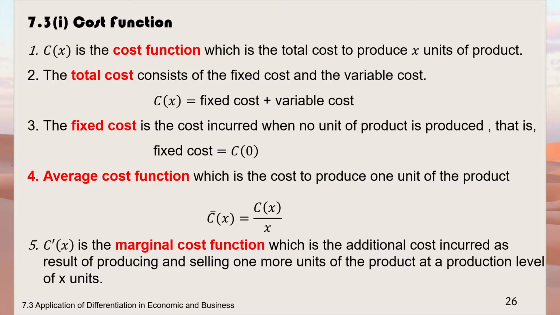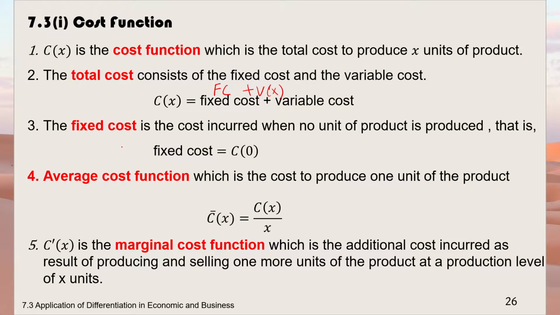Now we look at the first one, the cost function. The cost function C(x) is the total cost to produce x units of product, so you are going to produce x units. Total cost is the fixed cost plus the variable cost. Sometimes you will see me using FC plus V(x). This one is the fixed cost plus the variable cost C(x).